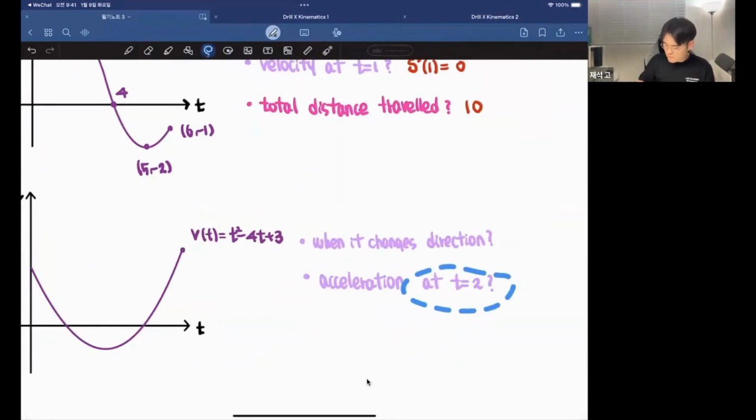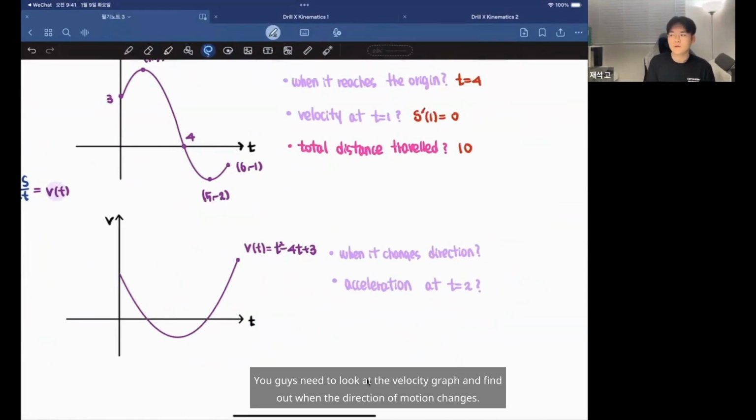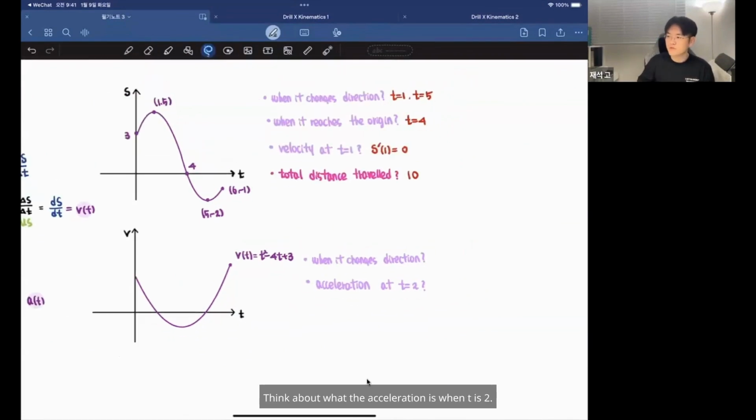Guys, try to solve these two. I gave you a velocity function. In this graph, I've included the equation. You guys need to look at the velocity graph and find out when the direction of motion changes. Think about what the acceleration is when t is 2.